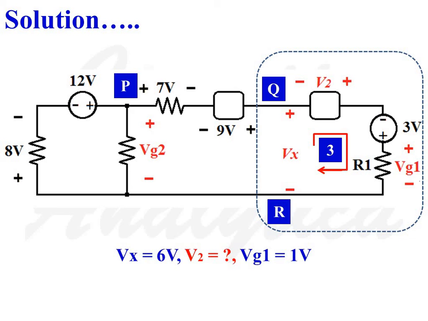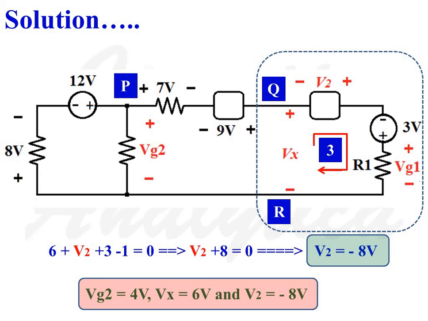Vx is equal to 6 volt. VG1 is given as 1 volt. We have to find the unknown term V2. So Vx plus V2 plus 3 minus VG1 is equal to 0. The equation becomes 6 plus V2 plus 3 minus 1 is equal to 0. So we get V2 plus 8 is equal to 0, or V2 is equal to minus 8 volt.